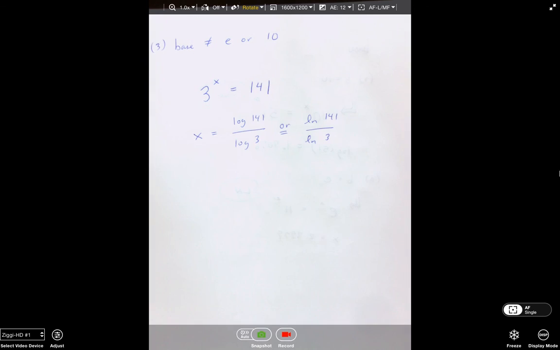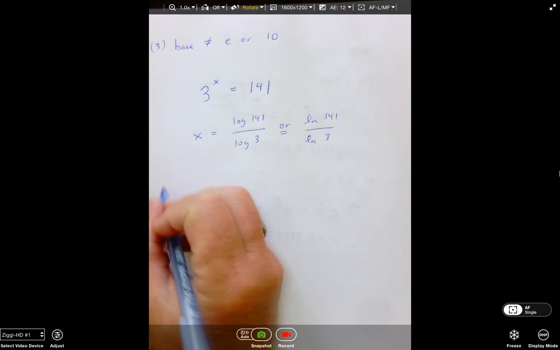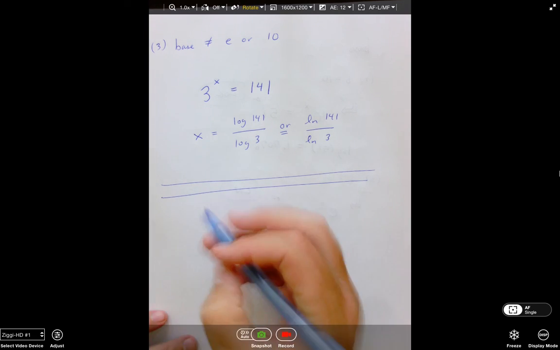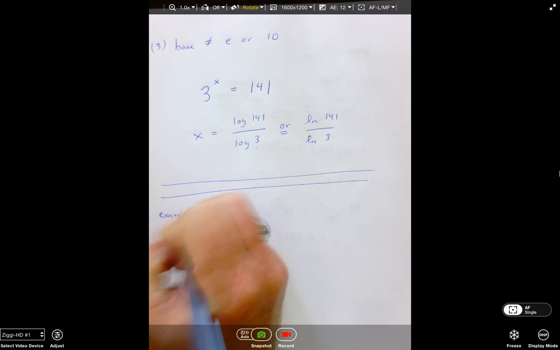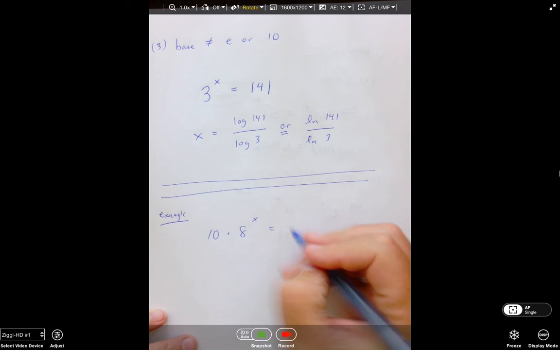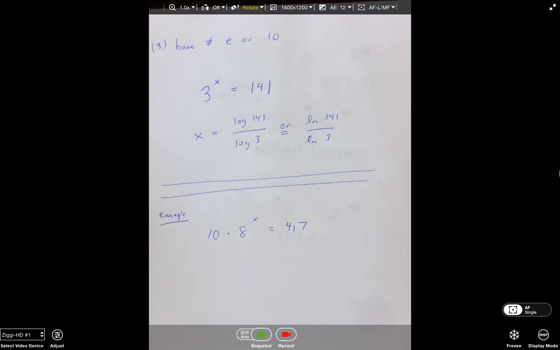Now, sometimes we get a little bit more information in there. Sometimes it gets a little crazier. Let me see if I can find something that'll be tons and tons of fun. Let's say we've got 10 times 8 raised to the x power is 417. This is pretty easy, actually.